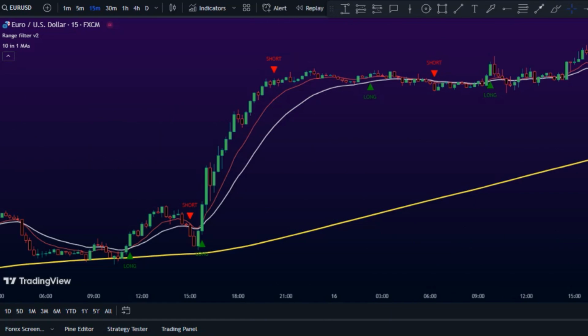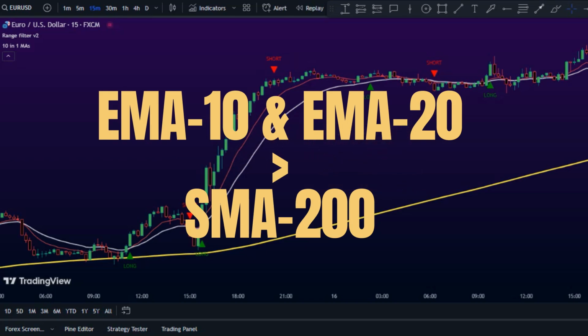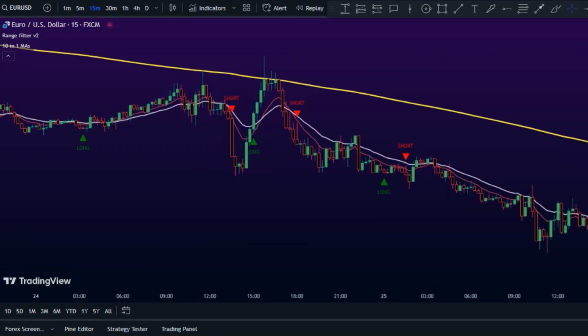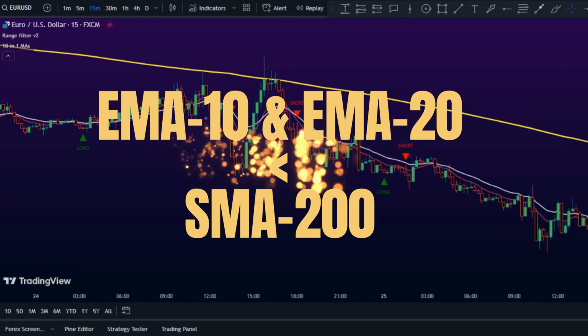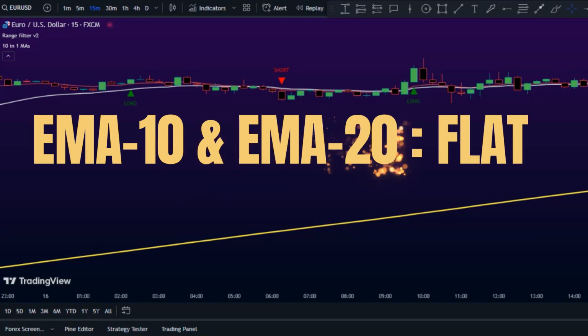Now to determine the trend, pay attention to how the 10 and 20 EMAs are placed relative to the 200 SMA. If they're above, it's bullish. Below, it's bearish. And when the 10 and 20 EMAs are flat, it signals a no trade zone.